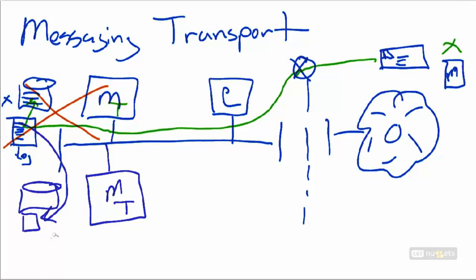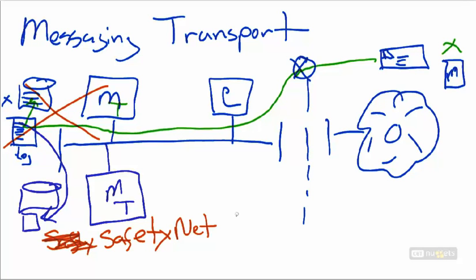We also have something called safety. Okay, I don't think I spelled that right. Let's try this again. Safety. I think that's better. Safety net. What safety net is, basically, is a real special queue. It's on the transport service of every single mailbox server.